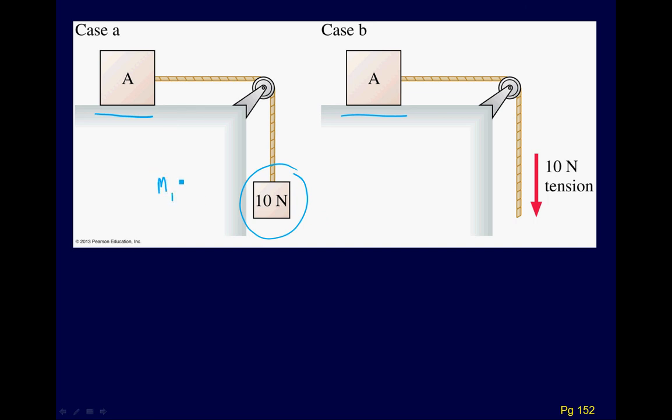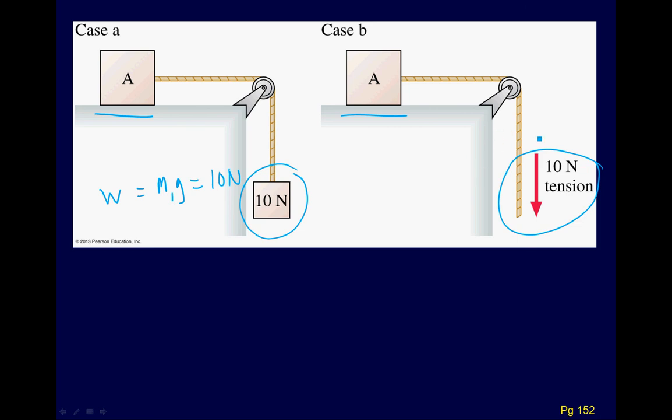got a weight, and I'll call that block M1. So it's mg equals 10 newtons. We call that the weight. And in the second case you just pull on the rope with a force of 10 newtons somehow. And the question is, in which case will block A have the greater acceleration?